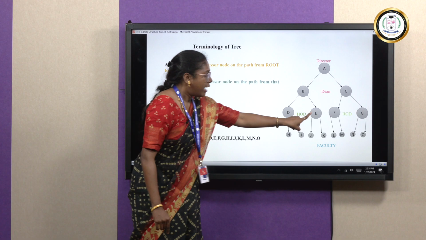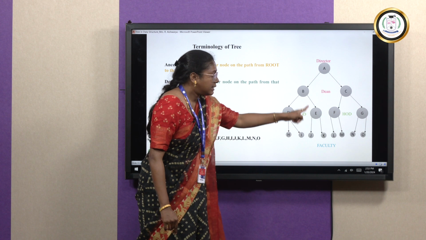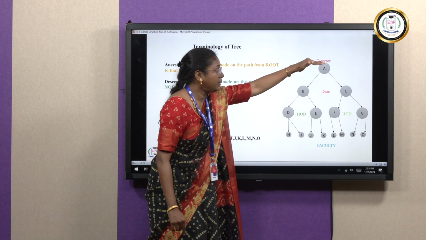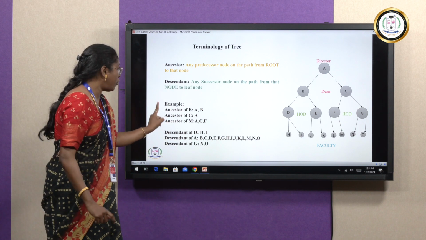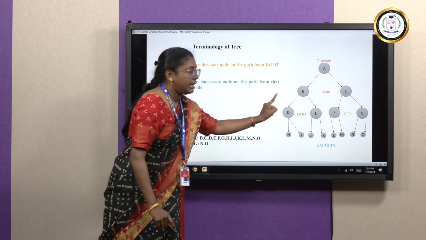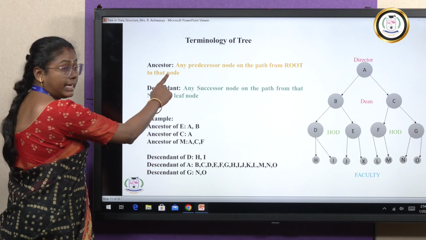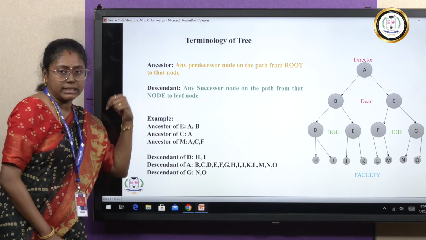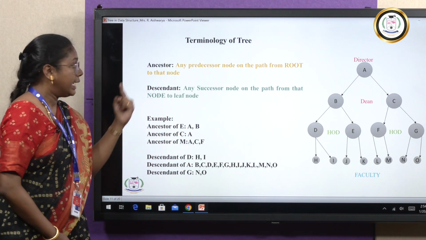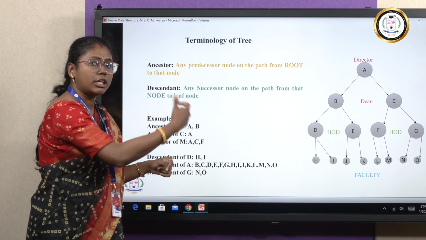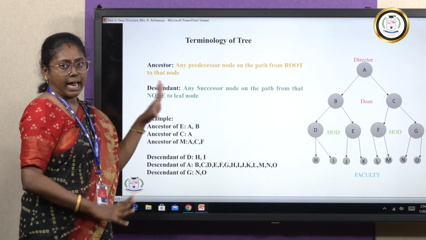Let's look into it. What is the ancestor of E? The predecessors are B and A. From the root, we have to find out which predecessor nodes are available. So for the ancestor of E, A and B are the predecessors, because here we didn't say immediate predecessor; it is any predecessor from the root to that node. In the path, however many predecessor nodes there are, all should be counted here.